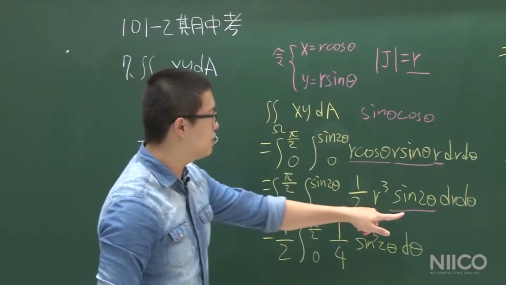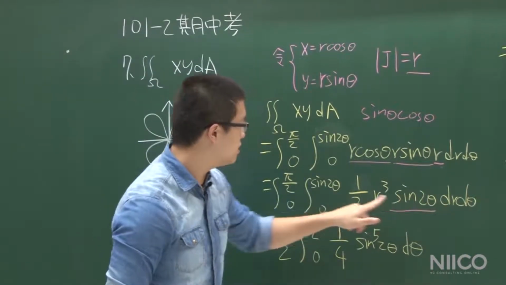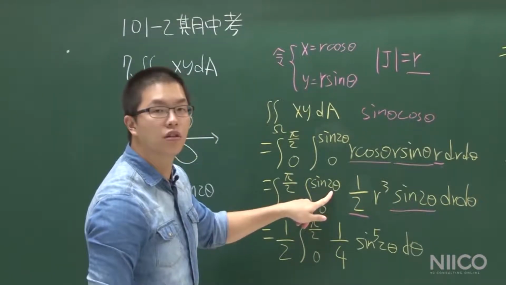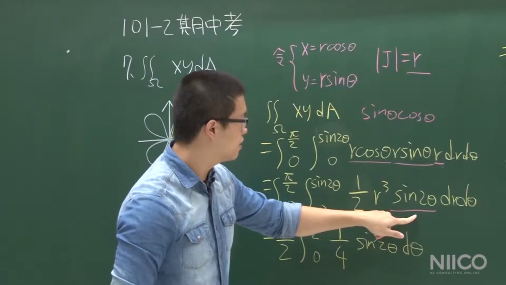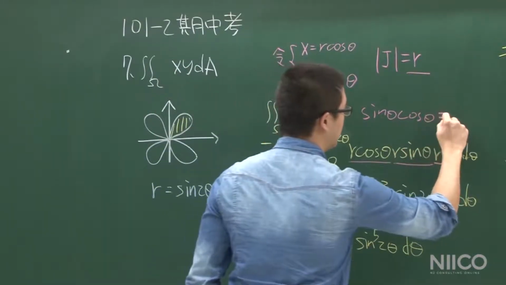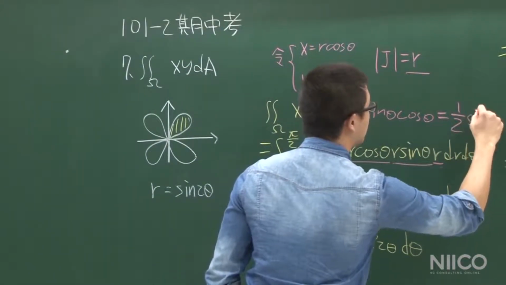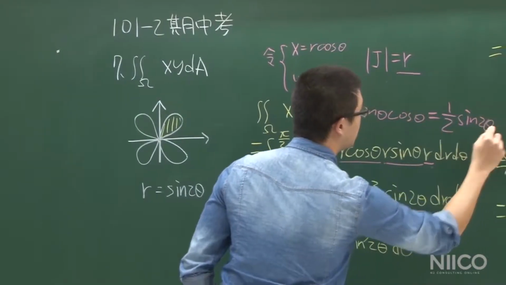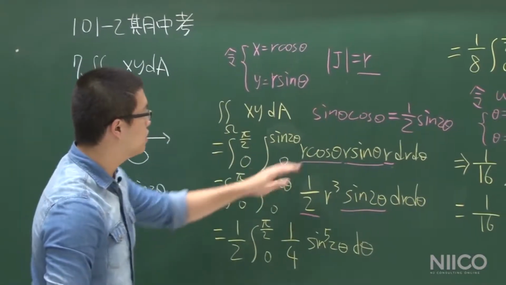So we can see that this integral can be separated into 3 parts. The first part is a constant, it is 1/2. And the second part is sine of 2 theta. And the third part is r to the third. So we can separate this integral into 3 parts, and it will make this integral much easier.